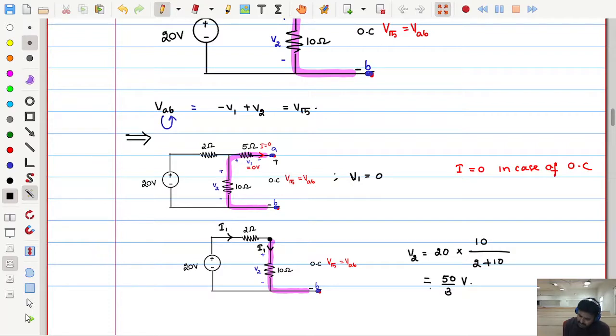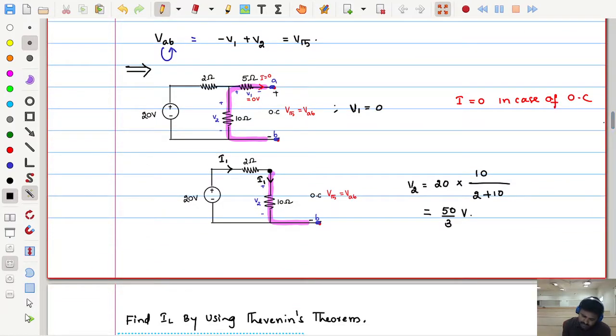After getting V1 and V2, go back and see. What I need in this step is Thevenin's voltage. How much is the Thevenin's voltage? It is the voltage at the AB terminals. How much is that? It is minus V1 plus V2. The V1 I got is 0. So 0 plus V2, which is 50 by 3, equal to 50 by 3.